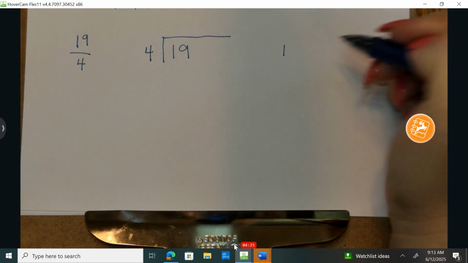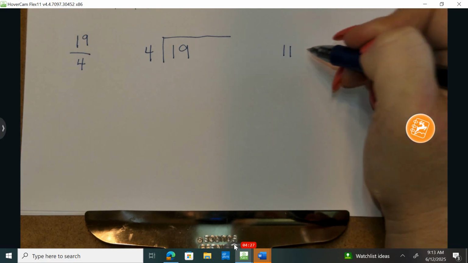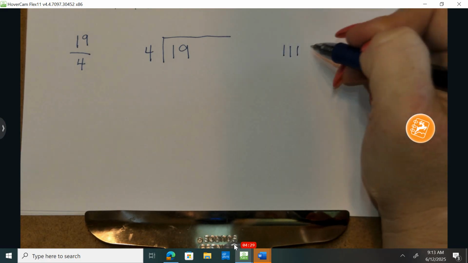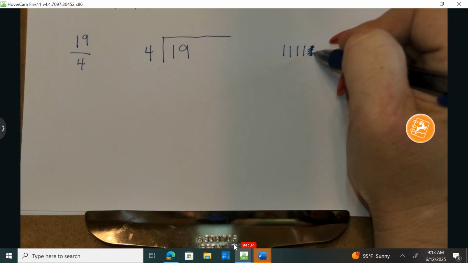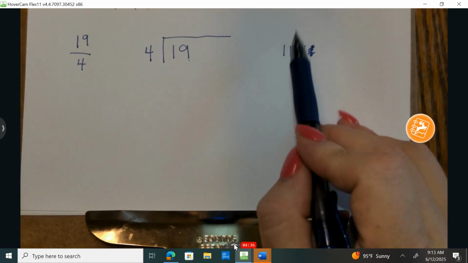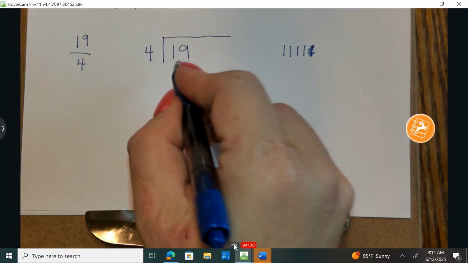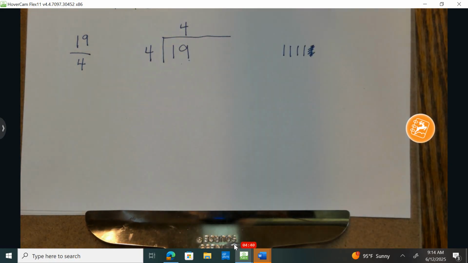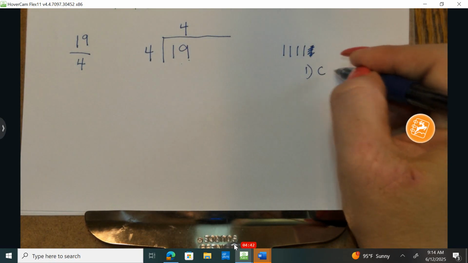There's 4, 8, 12, 16, 20. Well, I can't use that because 20 is greater than 19. So there's 4 full sections above the 9. I put a 4. Remember, step 1 is to choose the number.